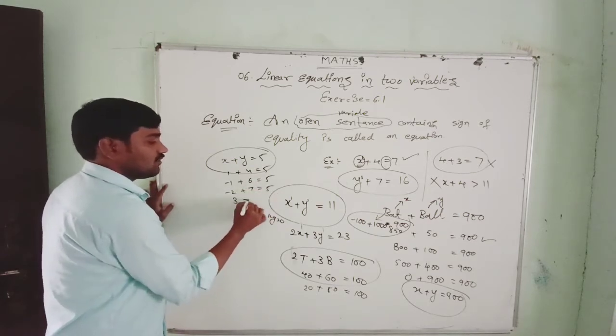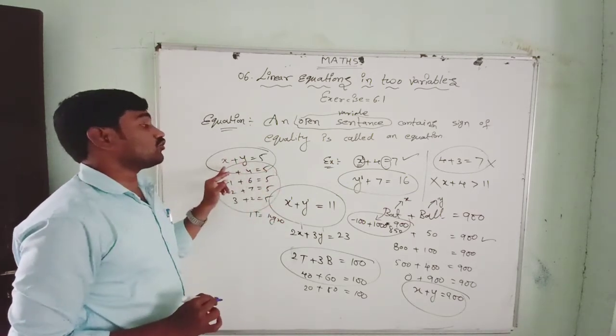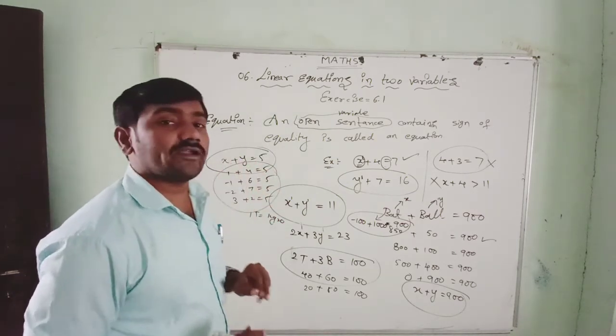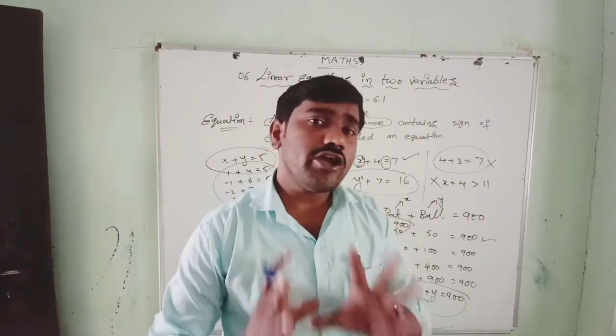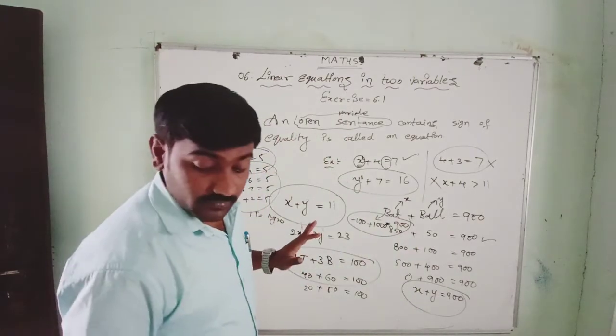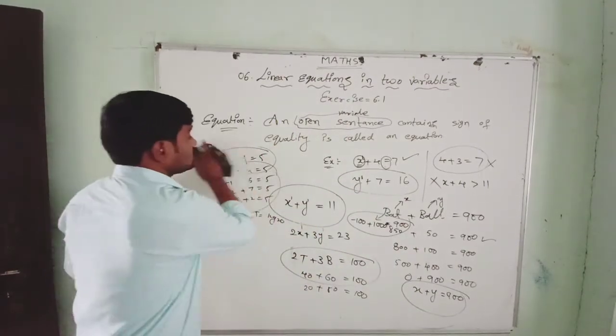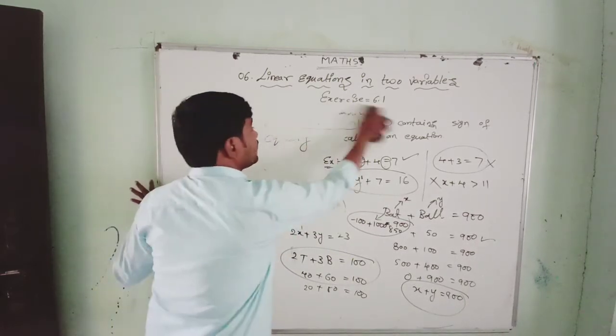x equal to 3, y equal to 2. It is also 5. Like this, how many solutions can I write to satisfy x plus y equal to 5? There are infinitely many solutions I can write to satisfy the linear equation in two variables. I hope you understood what a linear equation in two variables is.